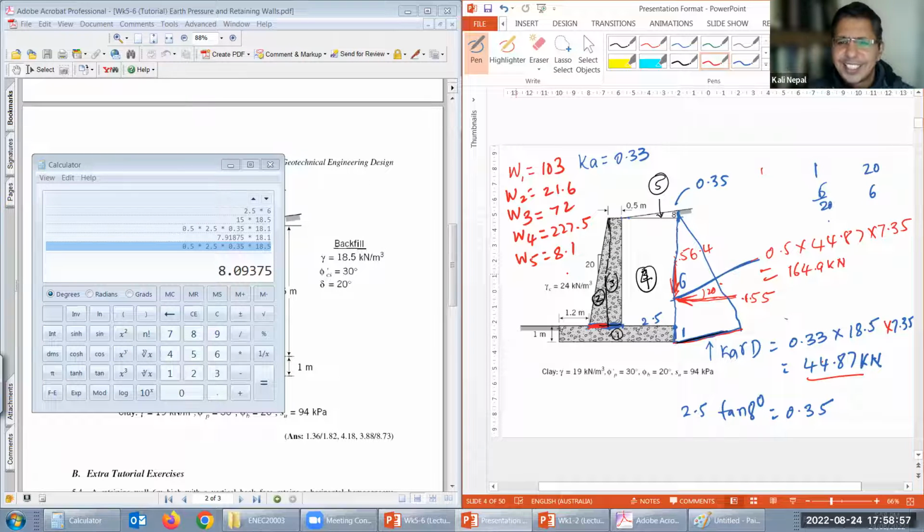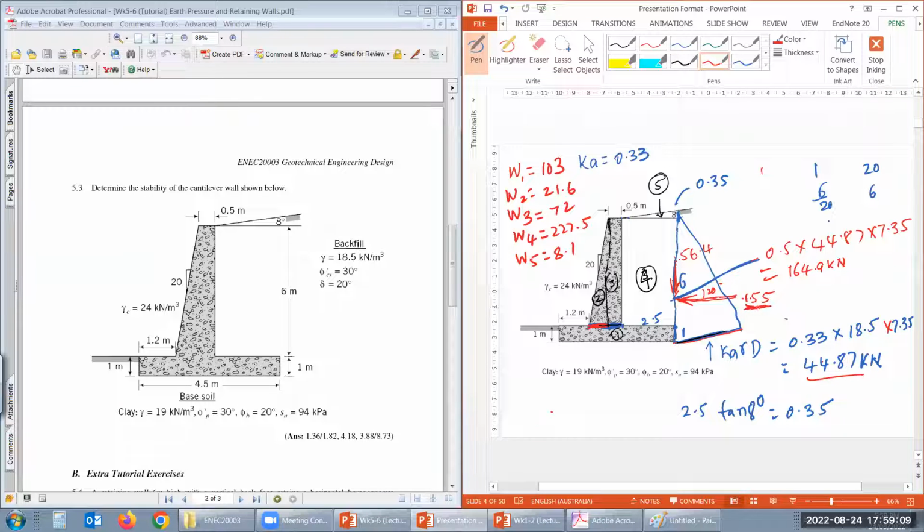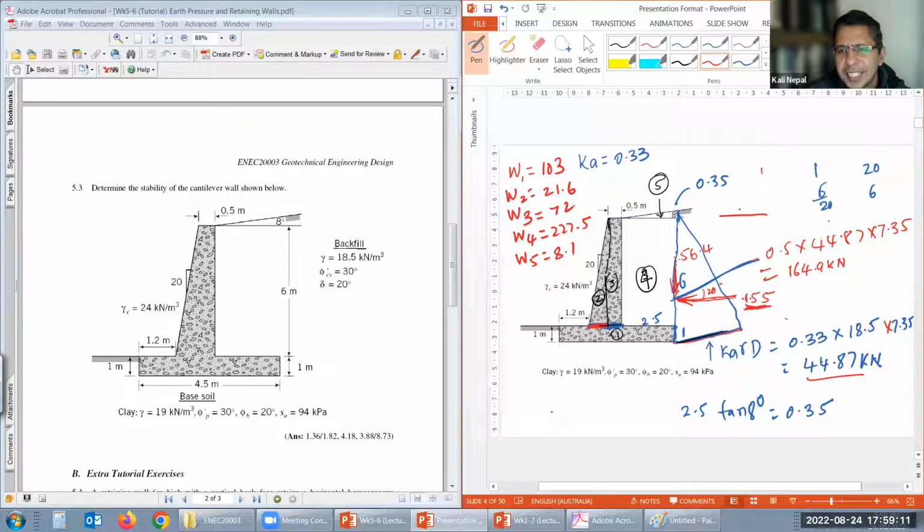Now we just calculate these three factors of safety, which is really easy. What are the sliding forces? Only this one. There is nothing pushing on this side, that's the only thing that is pushing. How about the friction here now?